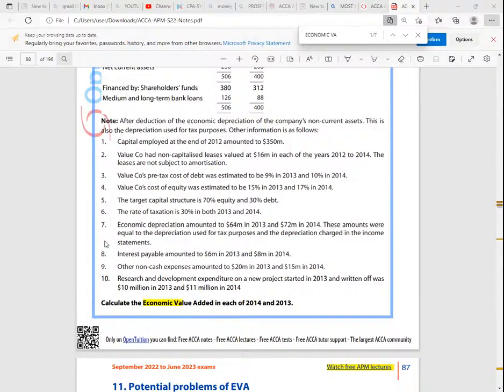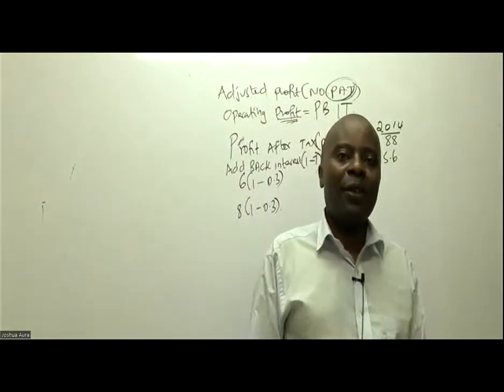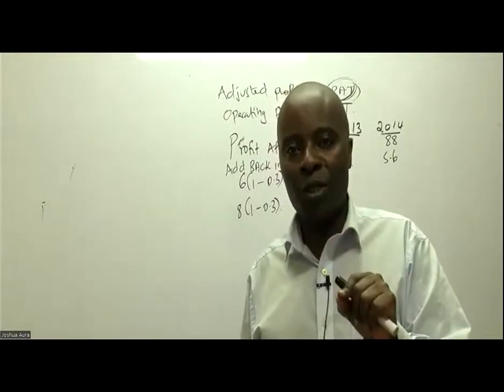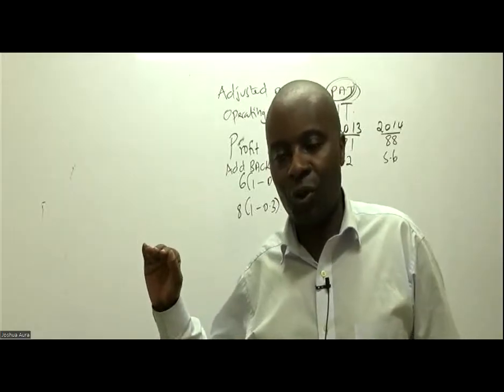Number 7, economic depreciation amounted to 64 in 2013 and 72 in 2014. These amounts were equal to the depreciation used for tax purposes and the depreciation charged in the income statement. So can a good student help us think through this? What do you think about this depreciation? Are we going to pass an adjustment or leave it out of our operations? Somebody, please talk to me tonight, I would want you to engage me. When the accounting depreciation is the same as economic depreciation, should we pass an adjustment or leave that outside our analysis?